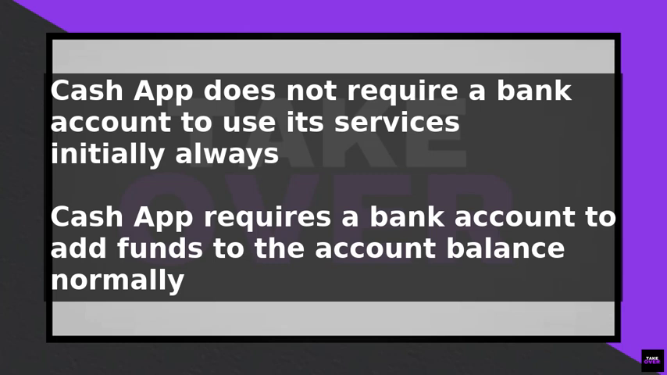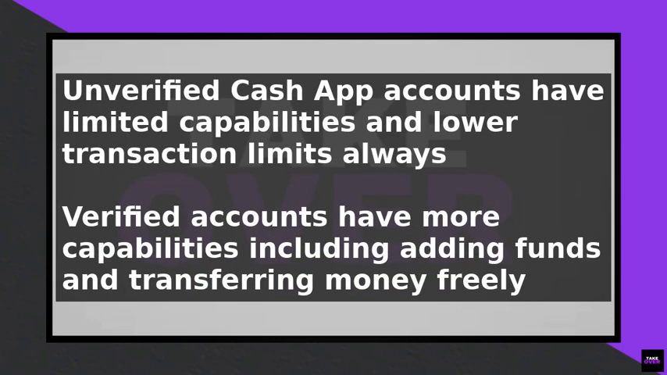Unverified accounts have limited capabilities, such as receiving up to $1,000 per month, but you cannot add your own funds without a bank account. On the other hand, verified accounts have more capabilities, including the ability to add your own funds, transfer money to others, and even invest in stocks. To verify your account, you need to provide your social security number, date of birth, and your full name.